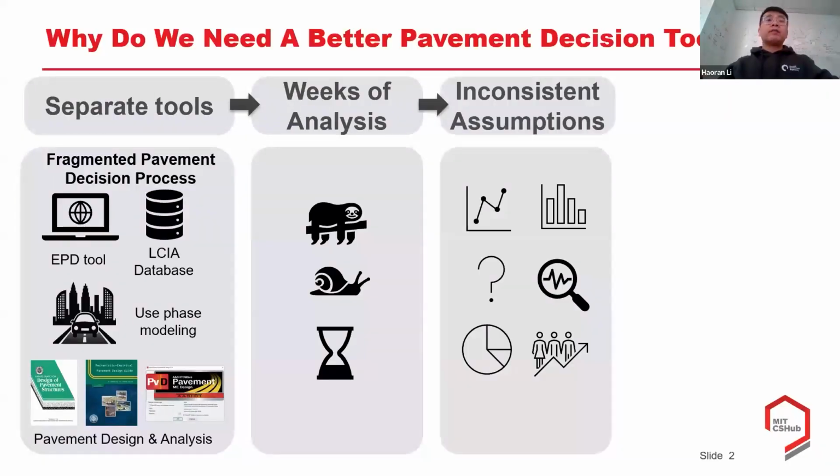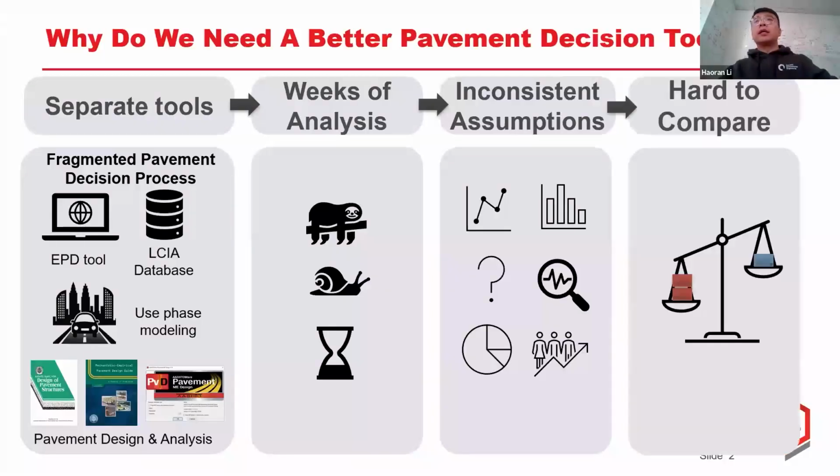Also, because this data comes from different sources, and those software tools have their own assumptions and definitions, you may be confused by the inconsistent assumptions in the data. Finally, because you're obtaining the different pavement design or maintenance strategies from different sources, when you put everything into the pavement design and analysis, it may be relatively hard to compare apples to apples. It always comes with apples to oranges comparisons.